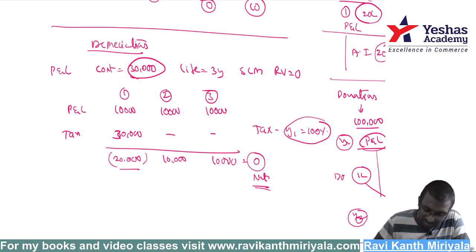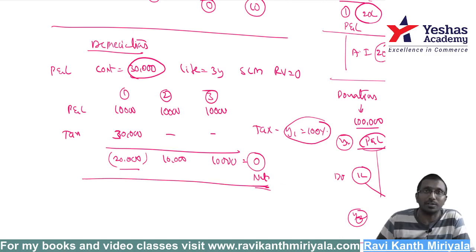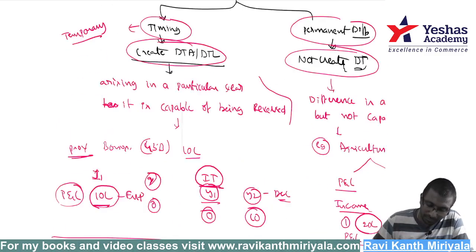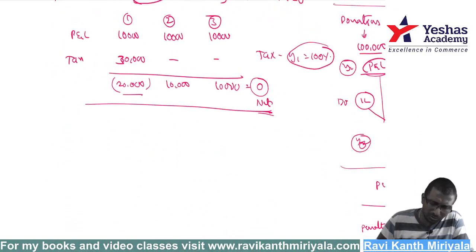Correct. Now, this is also a timing difference. Got it? Right. So now you understood what a timing difference is. If it is a timing difference, then we are supposed to create deferred tax asset or deferred tax liability. Correct, na? Right.